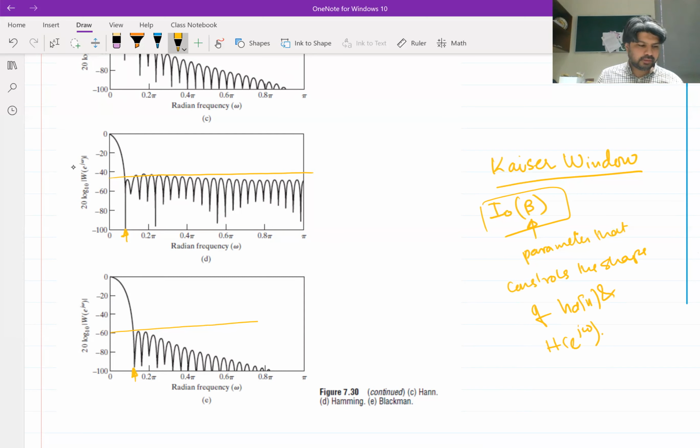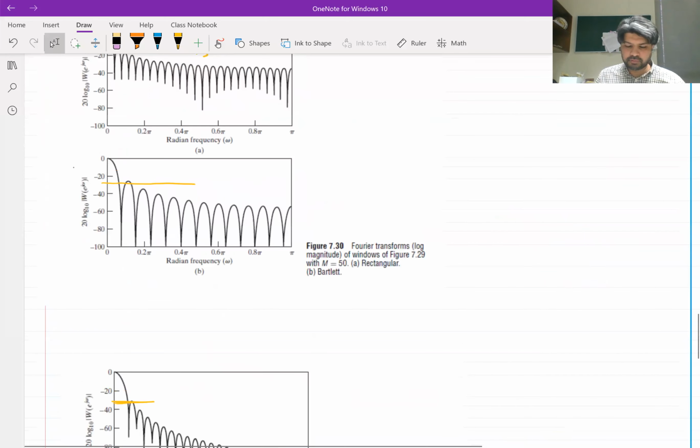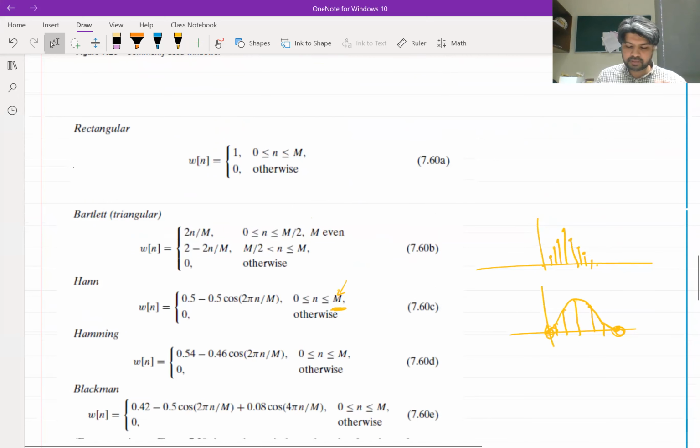Okay, see. So one thing that you must have noticed is that all of these windows are symmetric around M by 2. That is, if your order is M, they are symmetric around M by 2. Do you understand any reason for this? Why do we want this to be symmetric around M by 2?